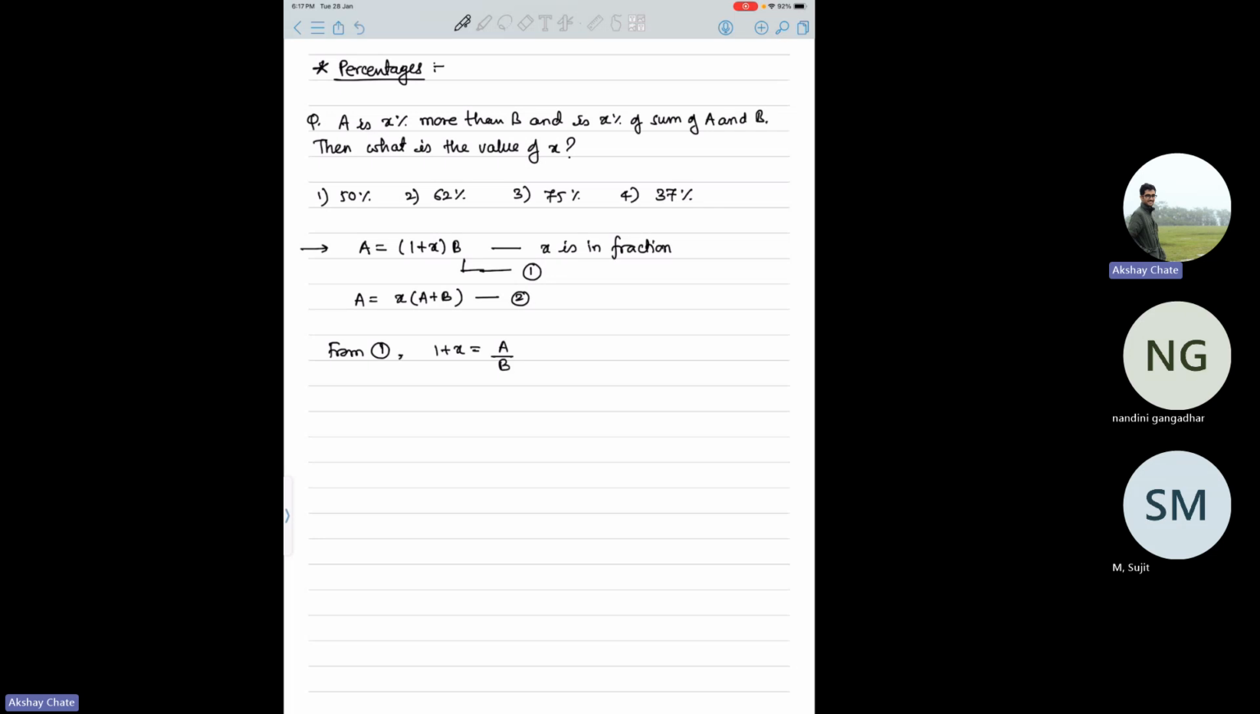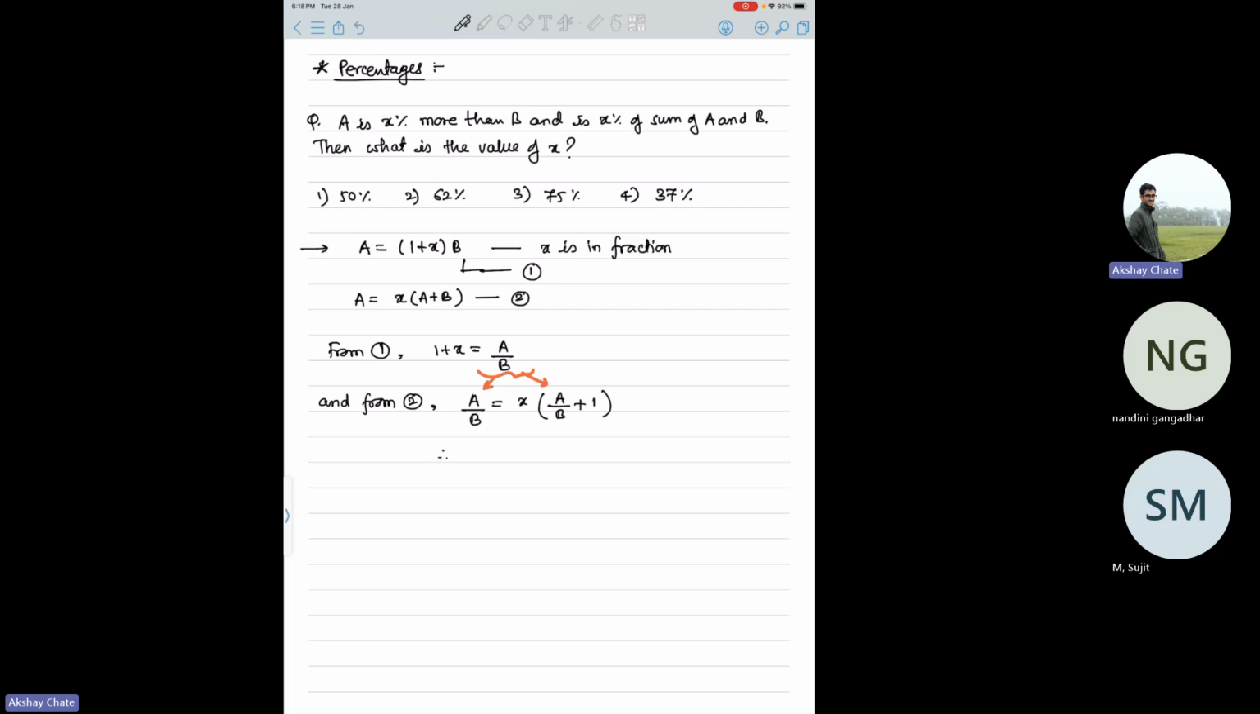So that is the first thing. And from 2, I want A by B there, so I'll divide the whole equation by B. So this will become A by B plus 1, right? And then I'll substitute this value of A by B in this equation. So in 2 places I will substitute. What that does is that it makes your whole equation in terms of x, and then you can solve it.